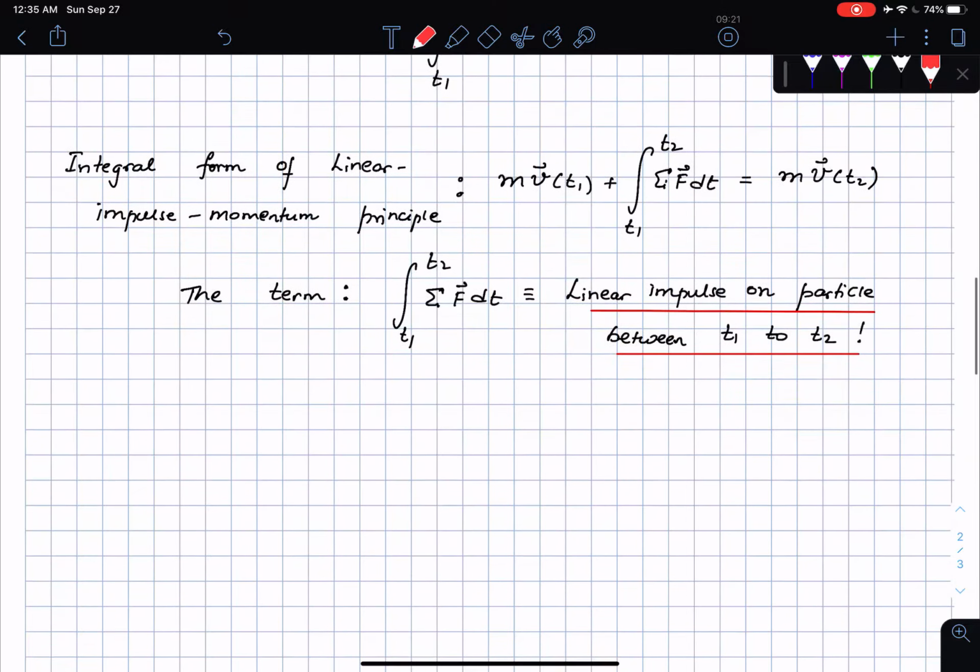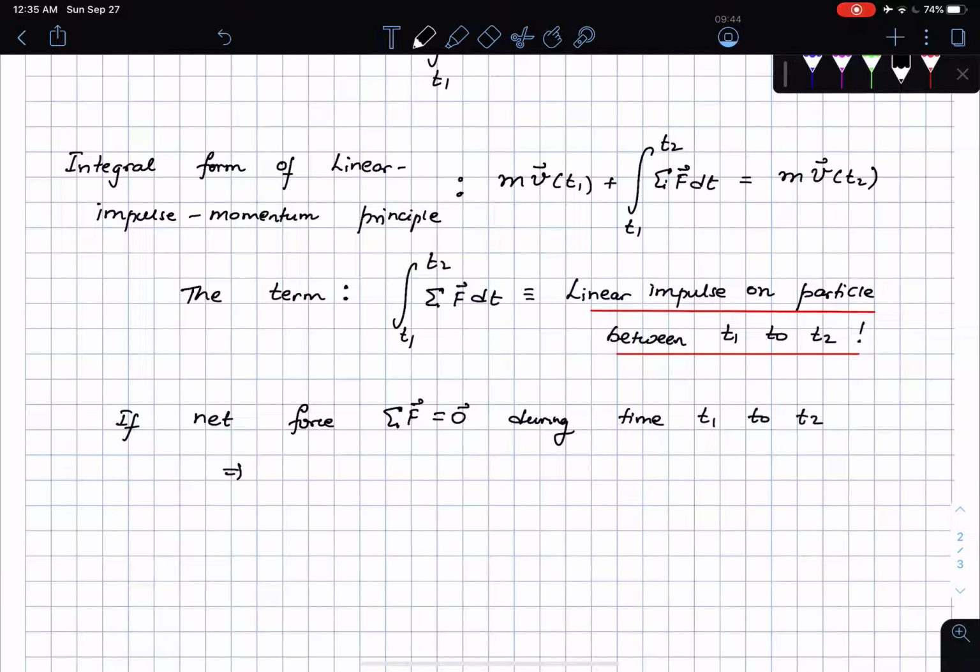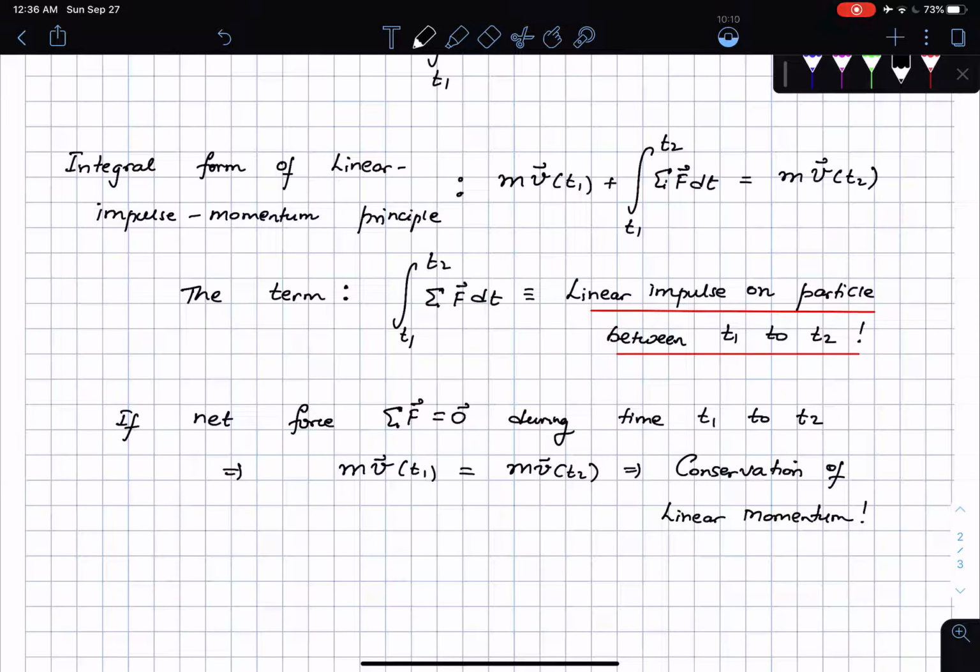Now in a situation when the net force is zero, if the summation of F is equal to zero during the duration of time t1 to t2, then we end up getting m v at t1 is equal to m v at t2, and this is conservation of linear momentum. Which means that linear momentum at time t1 is equal to linear momentum at time t2, and this is a very simple statement of conservation of linear momentum.